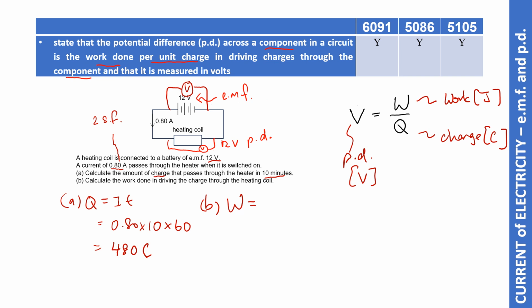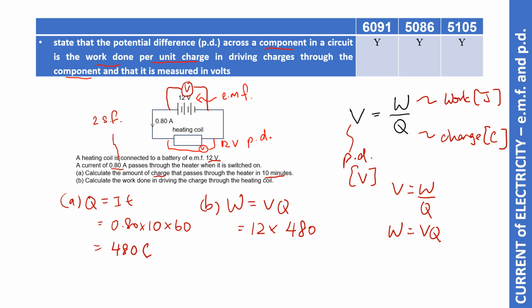We know that the formula for potential difference is work done per unit charge, right? V equal to W over Q. So if we rearrange this, W will be equal to V times Q, right? You bring Q up, you get VQ. So W equals VQ, and V is 12 volts. Q is what we have found, 480. So this one, we will need the calculator.